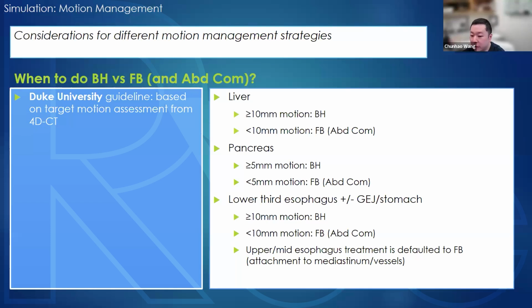For pancreas, because of the proximity of the target to the adjacent OARs, GI luminal structures, our tolerance is 5 millimeters. If larger than 5 millimeters from the 4D CT, we're going to go breath hold. Otherwise, we stick with free breathing or abdominal compression. When we are treating the lower third esophagus or GE junction, again, we use the 1 centimeter threshold. But when you are treating the upper or mid esophagus, we default to free breathing because in these cases, the lesion is usually attached to the mediastinum or blood vessels.